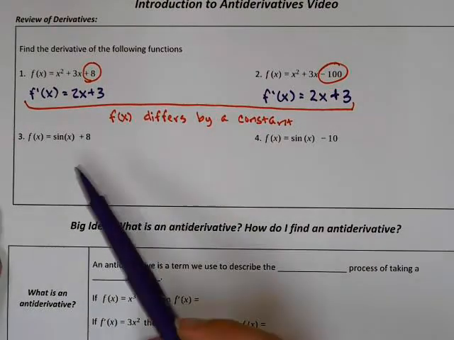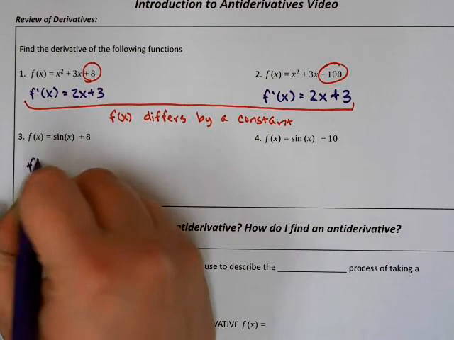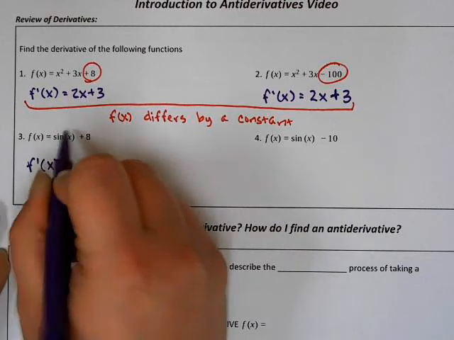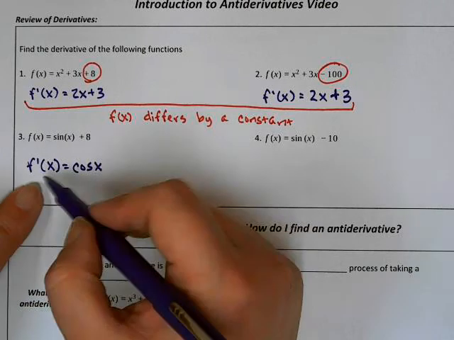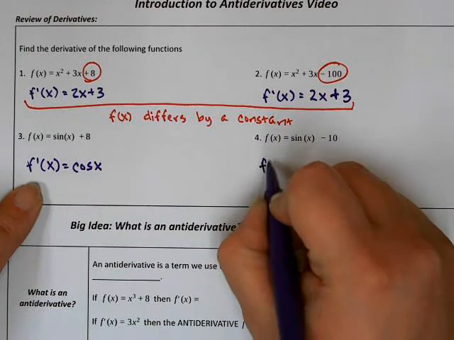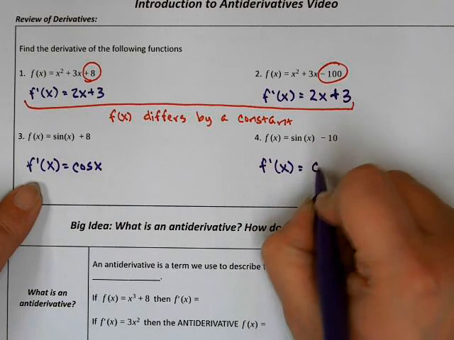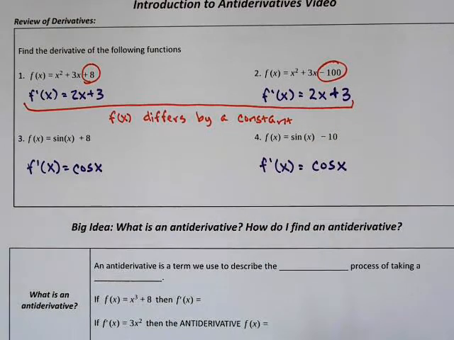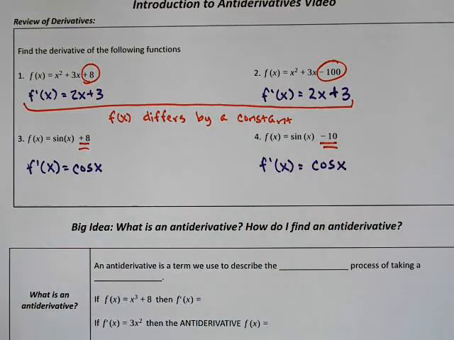So just real quick again, take a look at f of x is sine of x plus 8. The first derivative there is going to be the derivative of sine, which is cosine of x, and the derivative of 8 is 0. So f prime is simply just cosine of x. For number 4, we've got f of x is equal to sine of x minus 10. So the first derivative is simply just the cosine of x. Again, we can see that these constants, although they were in the original functions, once we take the derivative, they have gone away because the derivative of a constant is always 0.